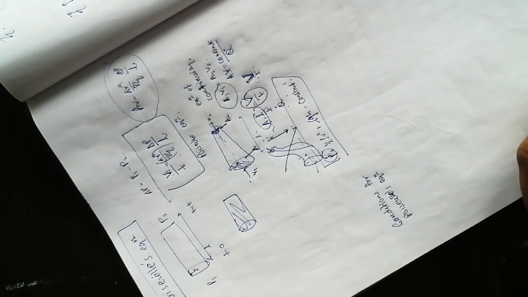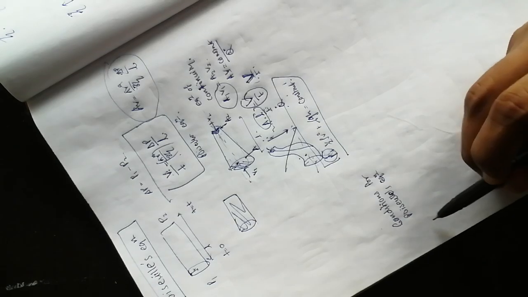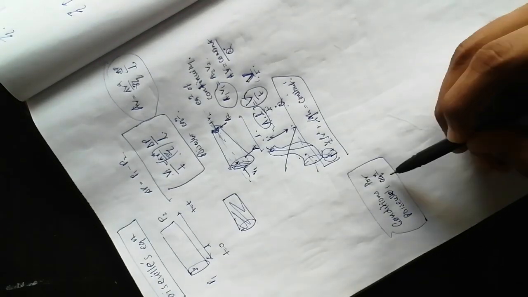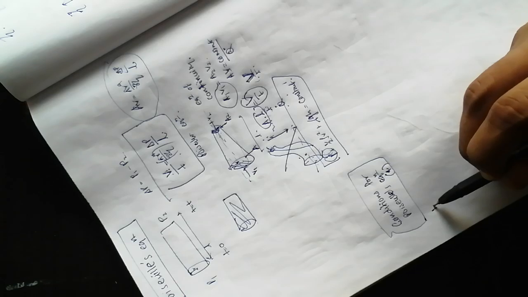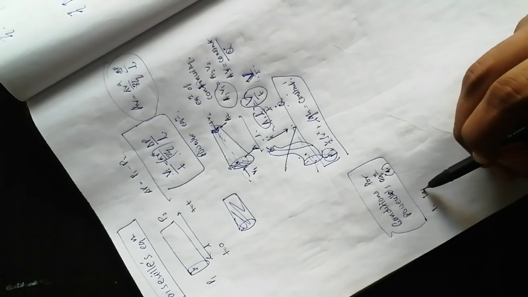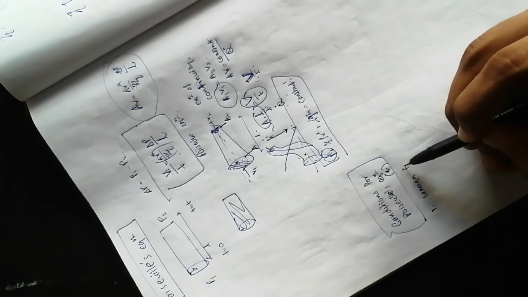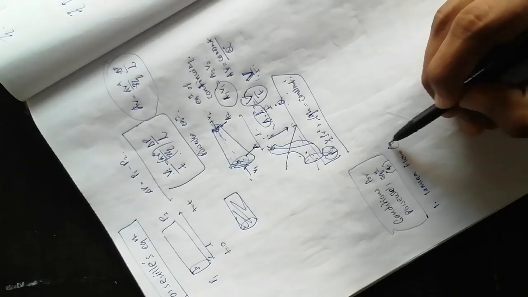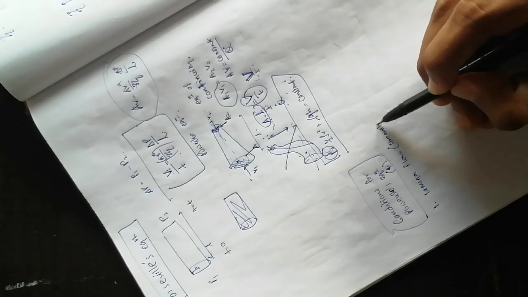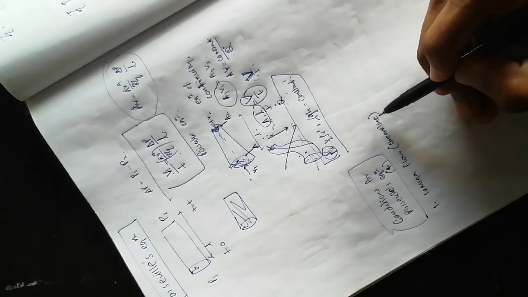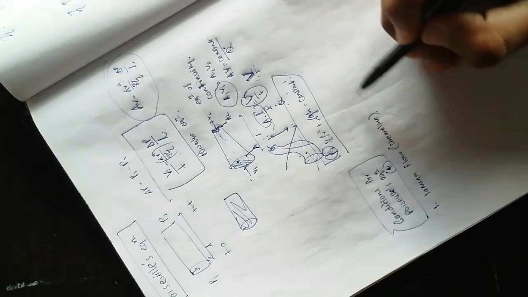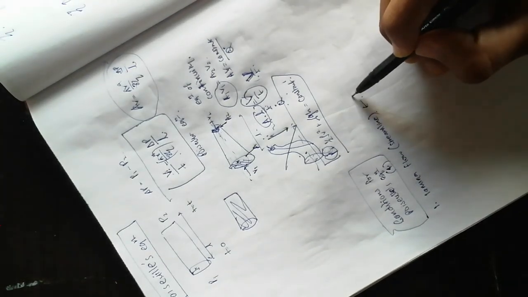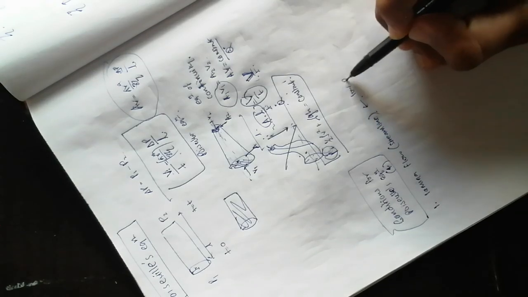Okay, conditions for Poiseuille's equation. What is the first condition? There are four conditions. The very first condition is the flow of liquid should be a laminar flow. Laminar flow means streamline flow. To achieve this, the liquid should flow under low pressure difference.